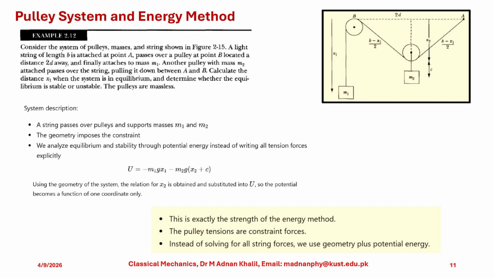Now that is the real strength of this energy method. The tensions in the pulleys are constraint forces. They maintain the connection imposed by the string, but we do not need to calculate each one in detail. Geometry plus potential energy is enough for describing this motion. From the figure, the fixed string length creates the constraint, and that is what reduces the problem to one variable.